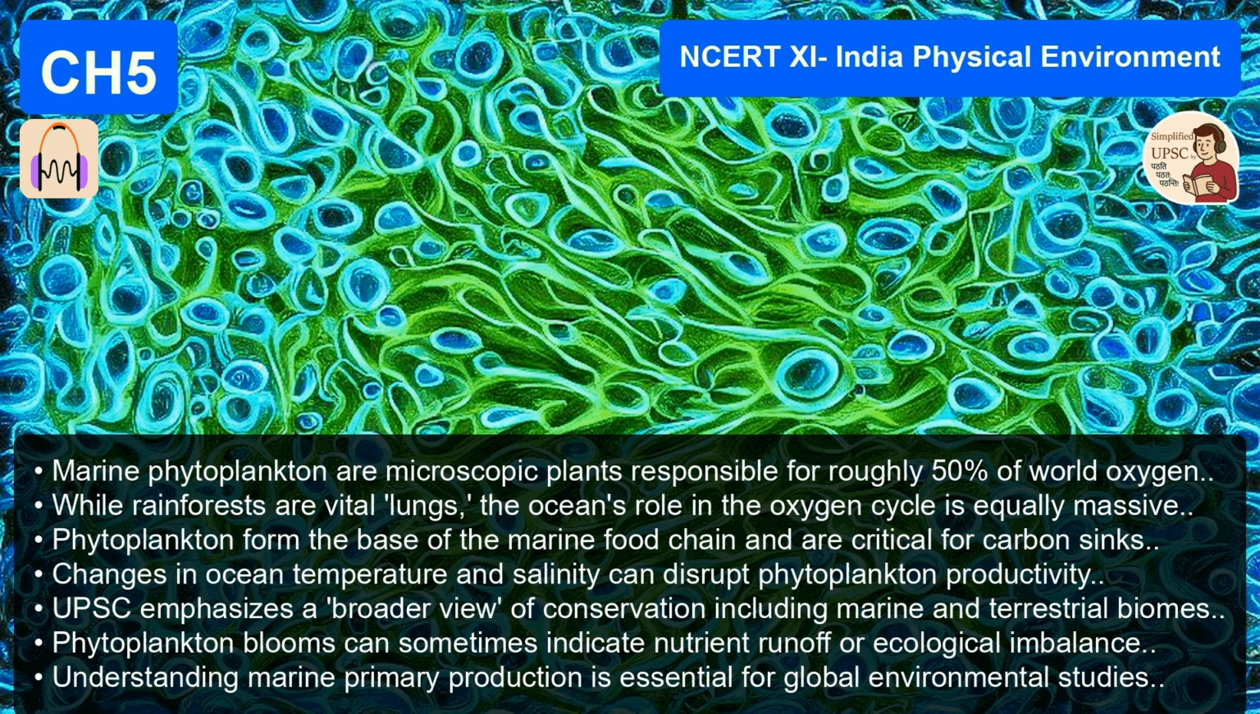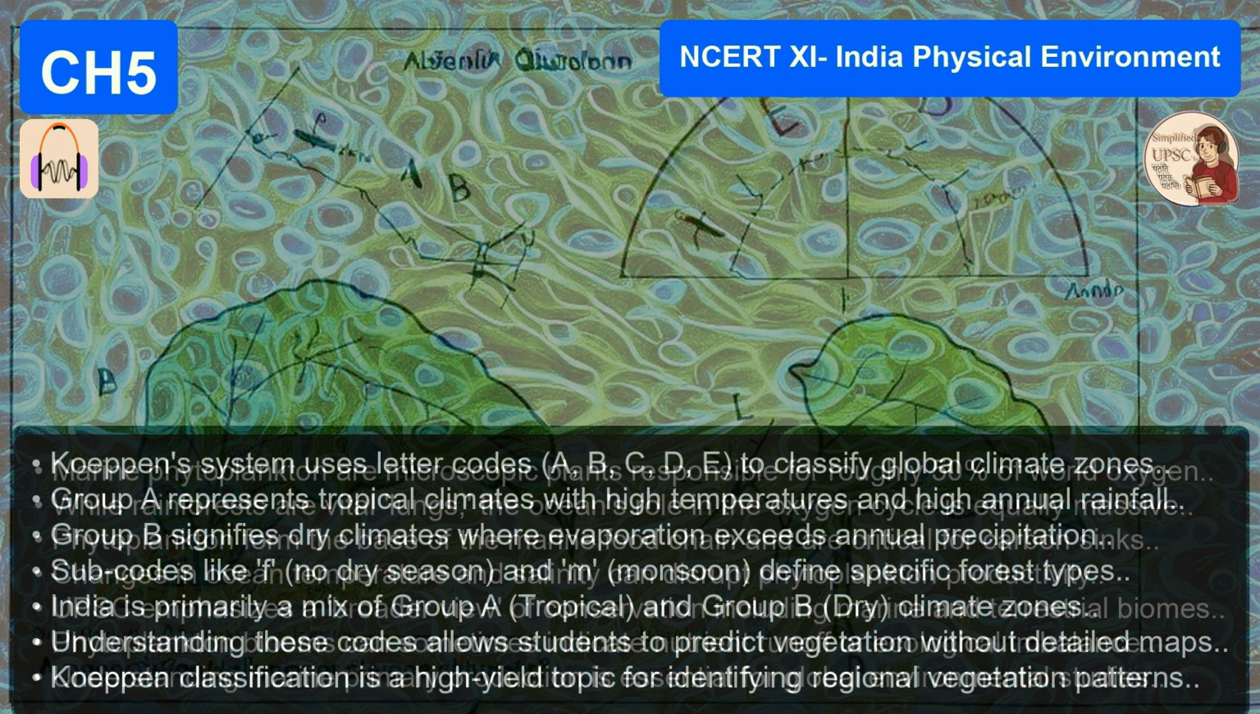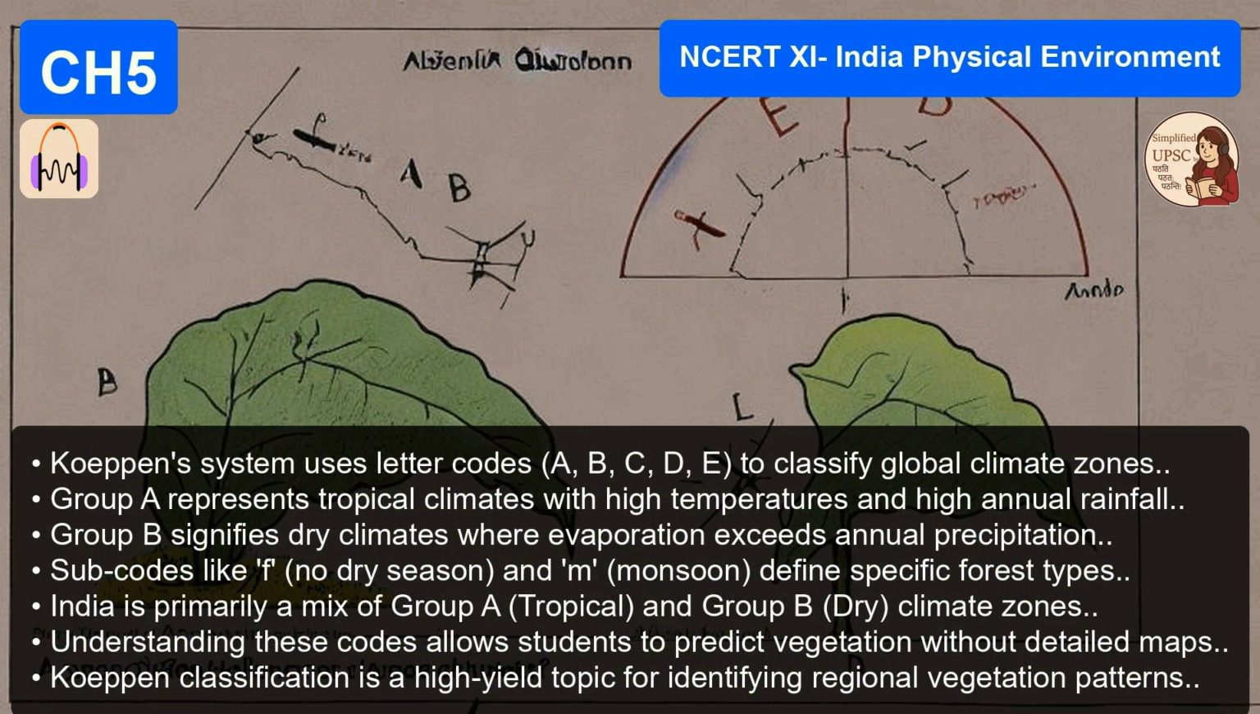Yeah. But bringing it back to the Indian landmass, the type of vegetation you get is strictly dictated by climate classification. The NCERT uses Koppen's classification as a guide. I remember Koppen from General Geography. It's all the letters, A, B, C, D, E. It can feel like a secret code if you don't know what you're looking at. It is a code. But if you crack it, you know the vegetation almost immediately.